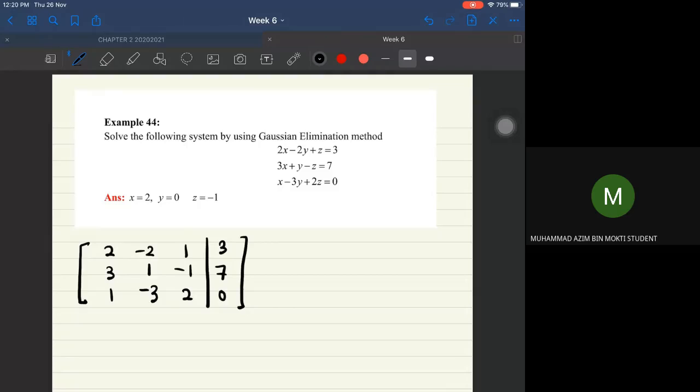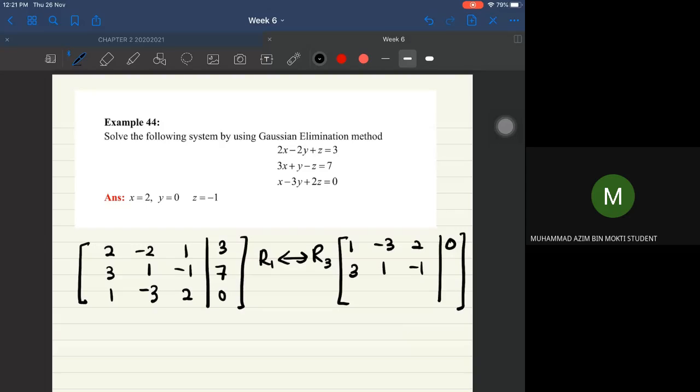Okay, first step kita nak jadikan ni 1. Betul? And kalau awak tengok dekat row yang ketiga ni dah ada nilai 1 dekat sini. So kita boleh interchange row. Okay. So interchange row 1 dengan row 3 will give you, so semua yang berada dekat row yang ketiga akan jadi dekat row yang pertama. 1, negatif 3, 2, kosong. Row yang kedua tidak berubah, 3, 1, negatif 1, 7. And for the third row, it will be 2, negative 2, 1, 3.